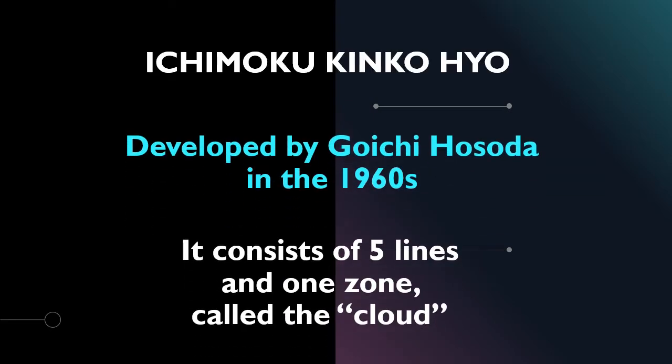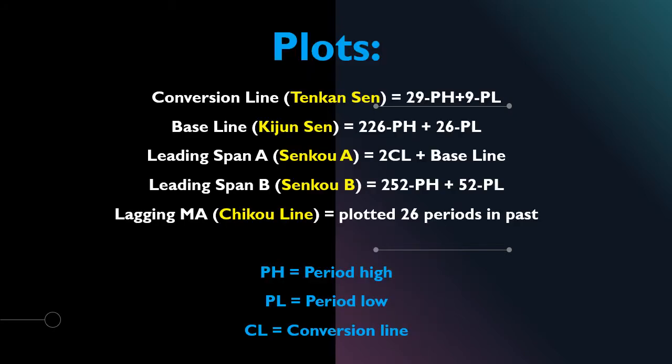The full name of this tool is the Ichimoku Kinko Hyo. It was developed by a man named Goichi Hosoda in Japan in the 1960s. It consists primarily of 5 lines and one zone called the cloud. The 5 lines are called the Tenkan-sen, the Kijun-sen, the Senkou span A, Senkou span B, and the Chikou line. You don't need to know the formulas which plot those lines on your chart.